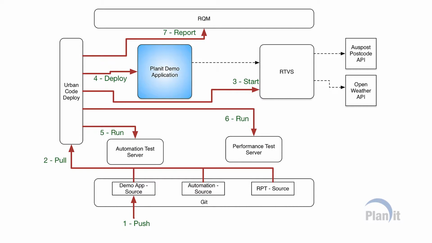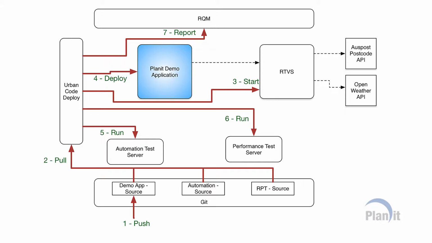At Planit, we have built a small demo application that is composed of a backend that consumes two publicly available APIs: Australia Post's postcode lookup and OpenWeatherMap's weather forecast search APIs. To test this application, we have developed two virtual services in Rational Integration Tester and deployed them into RTVS to be used in place of the postcode and weather public APIs, a UI automation test using Selenium, and a performance test using Rational Performance Tester.